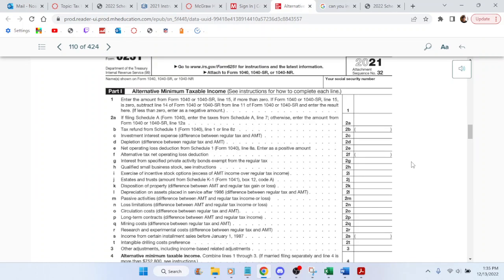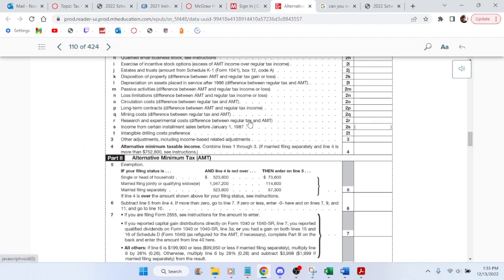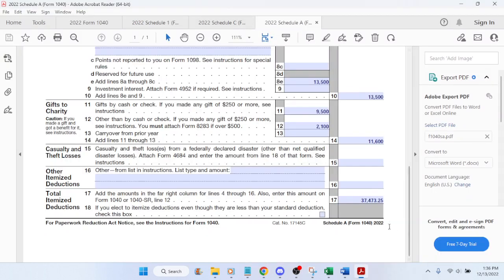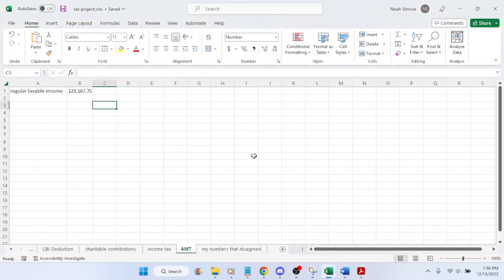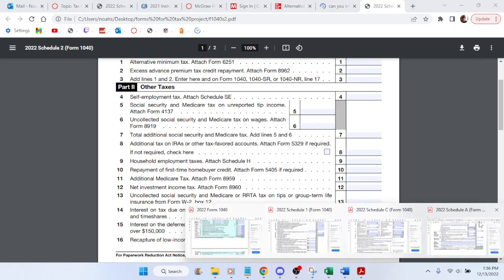This is going to be insane. Calculating this is going to be just insane because there's so many different things. Man. You know what? I'm just going to skip AMT for now. This sucks. This is insane. Like, why? It's way too complicated. I don't even have time.